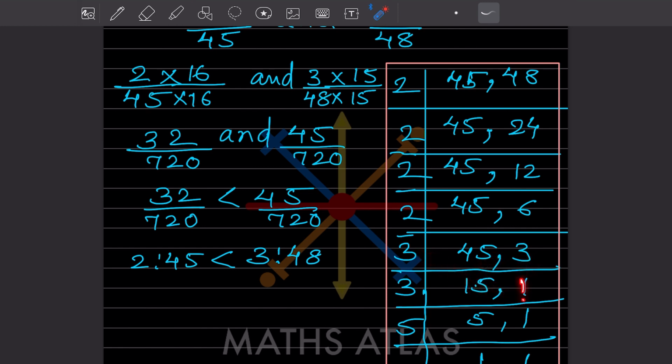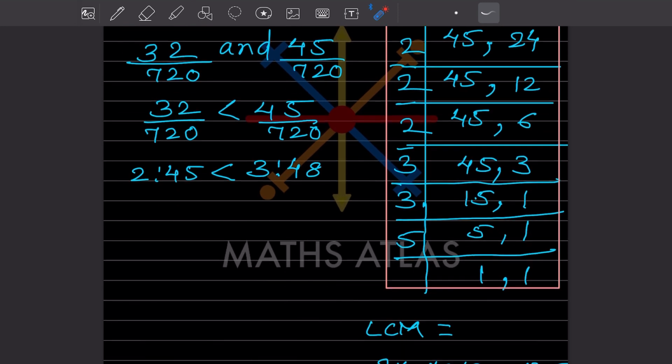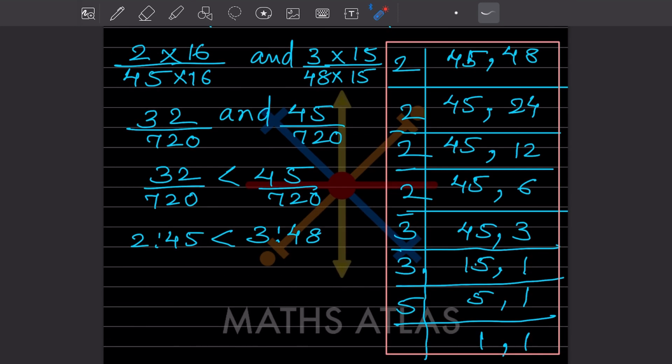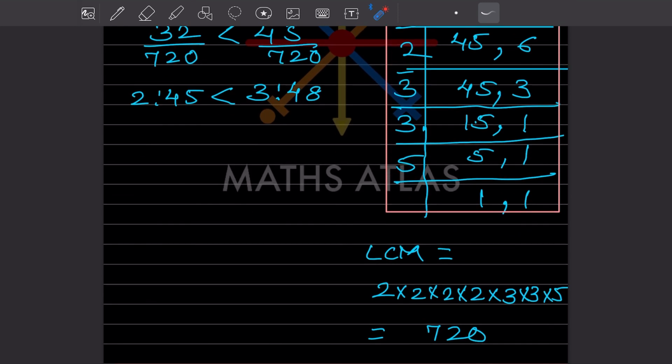So now this one as it is over here. 3 5s are 15. Now you can see this goes with 5. 5 1s are 5 and 1 as it is. So now these are all the factors. You have to multiply them and you get the LCM, that is 720.